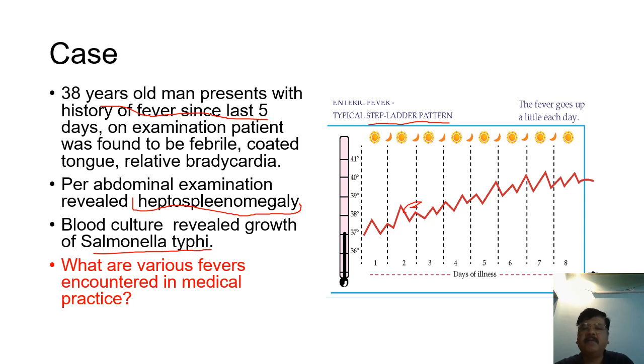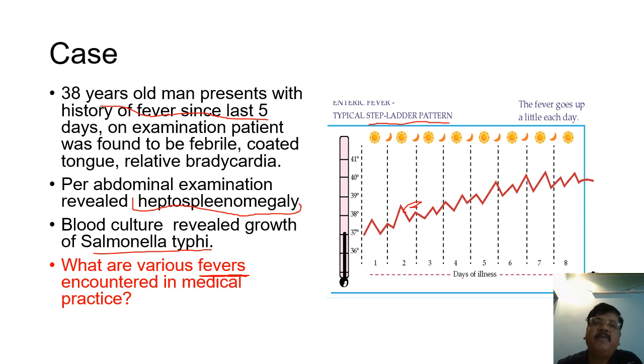Now if you see the fevers, there are various fevers encountered in the medical field. For example, enteric fever that we are going to see today. Then typhus fever, which is caused by Rickettsia. Then there is rat bite fever, which is caused by Streptobacillus moniliformis and Spirillum minus. Q fever is another fever where Coxiella burnetii is the causative agent. Then relapsing fever, which is caused by Borrelia recurrentis.